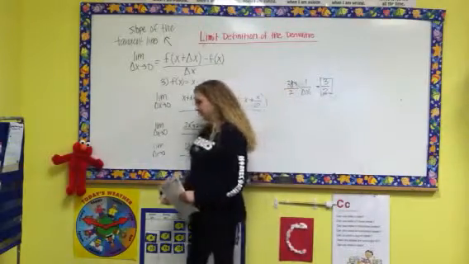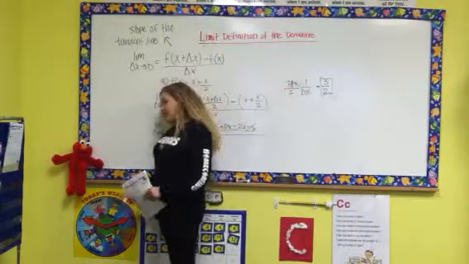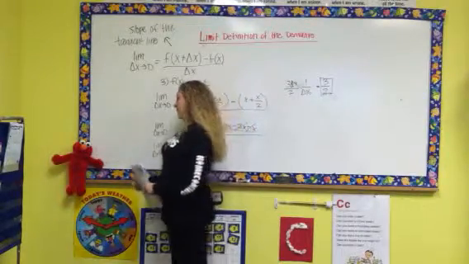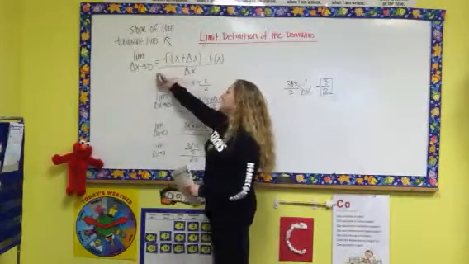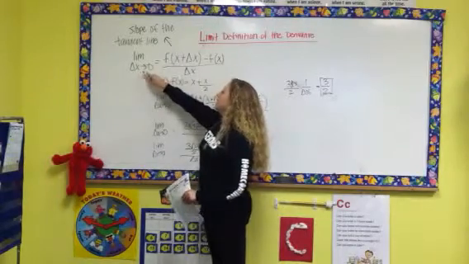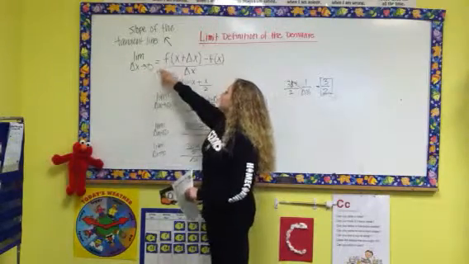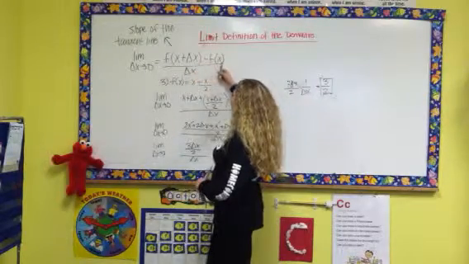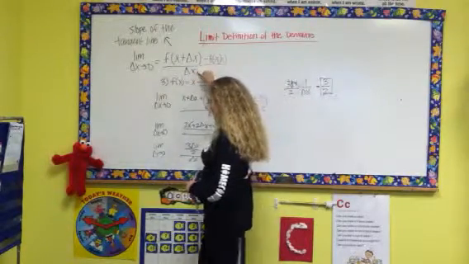Wow, Kaylee, that looks really hard. No, it just takes lots of practice and studying. And you have to remember the formula is the limit as delta x approaches 0 is equal to f of x plus delta x minus f of x over delta x.